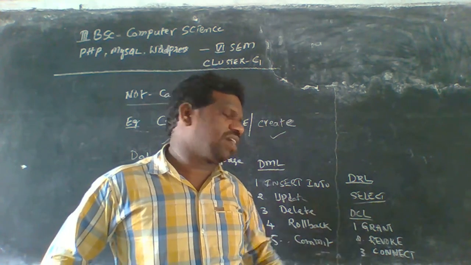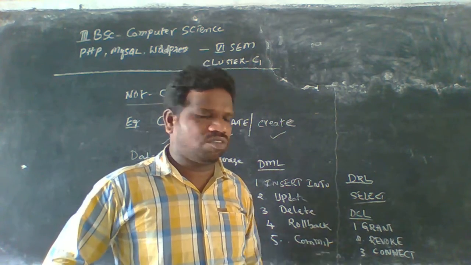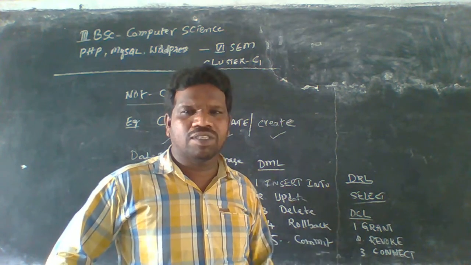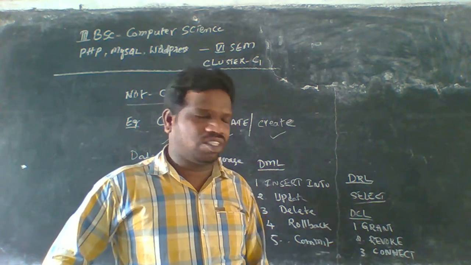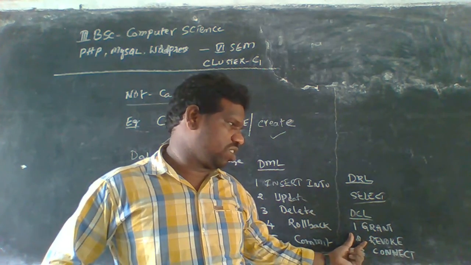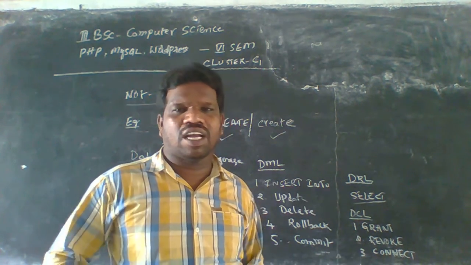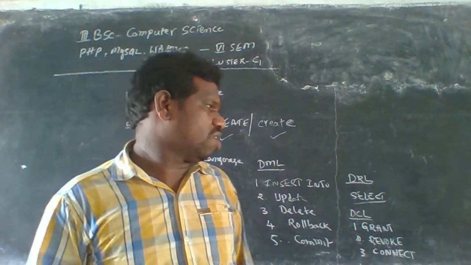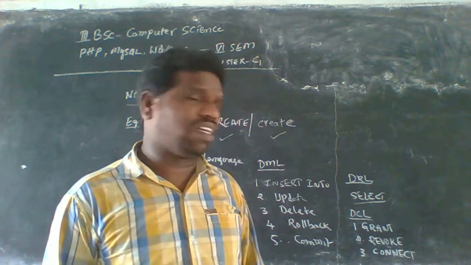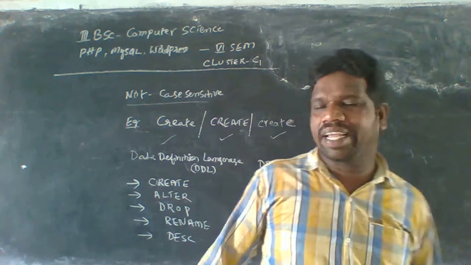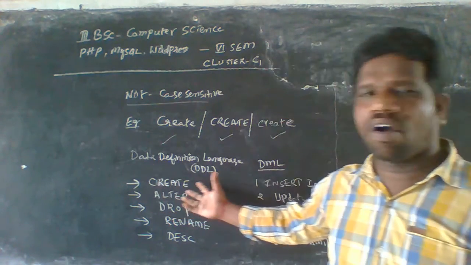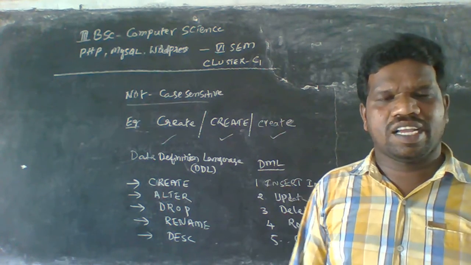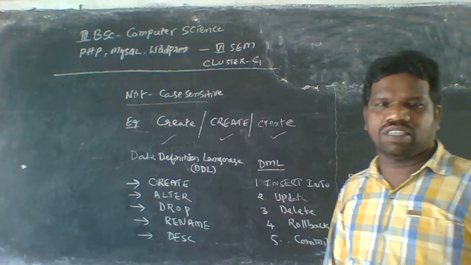And DCL commands, that means data control language, are used to grant permissions to the database here, to revoke the permissions here, and to connect the client to the server connection. While we are working in this session, we have to use those commands here. Okay, so these are the main uses. These commands are useful while you're creating a database in the SQL sections here.